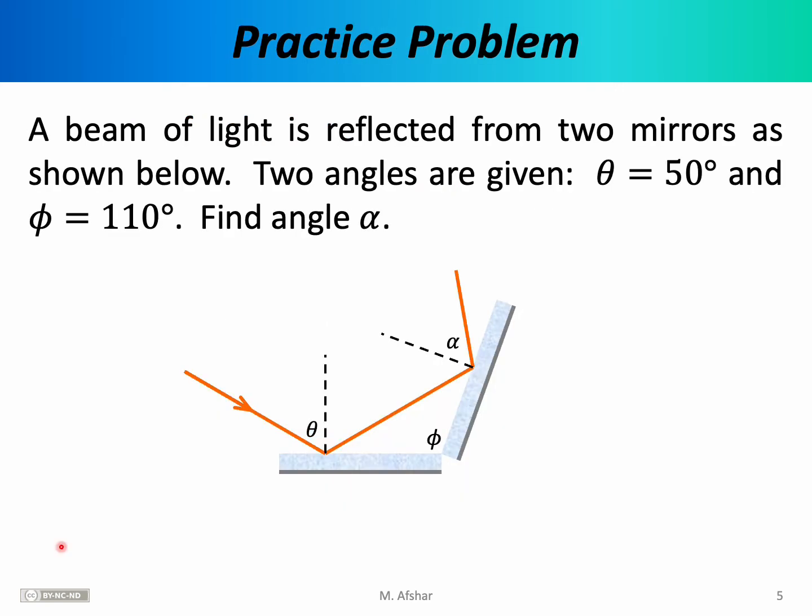Let's get some practice with the law of reflection. A beam of light is reflected from two mirrors as shown below. Two angles are given. Theta is 50 and phi is 110. Find angle alpha.